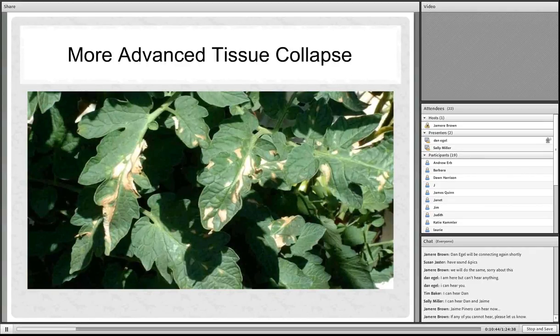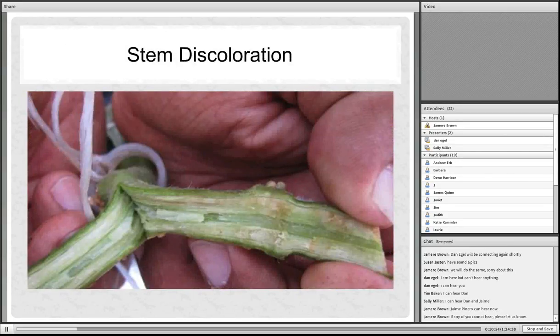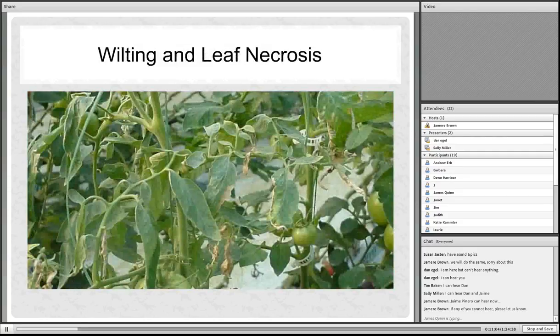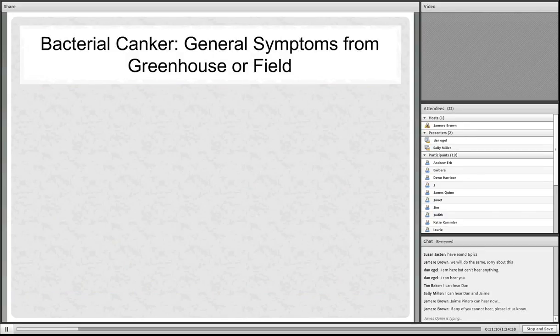In a more advanced situation, you see the cell collapse here, and this doesn't look like a typical field symptom, so you might be aware of this. The stem discoloration can occur in the greenhouse, or it might occur in the field as well. Wilting can occur in the greenhouse like this, or the leaf necrosis.